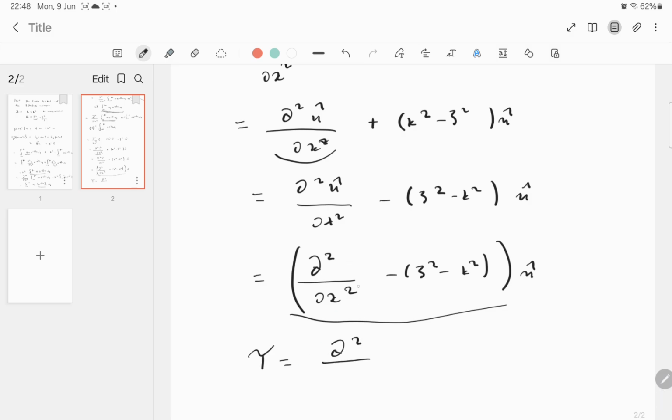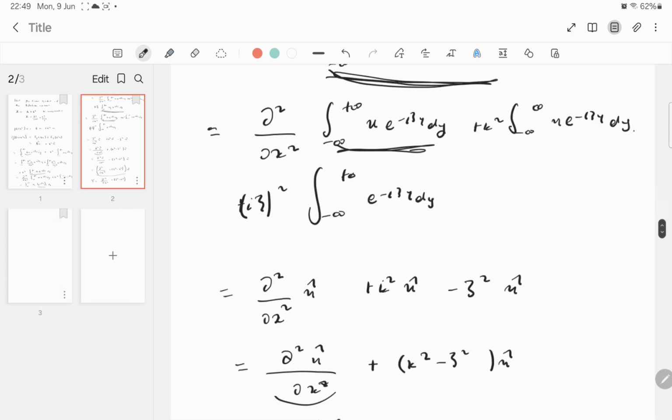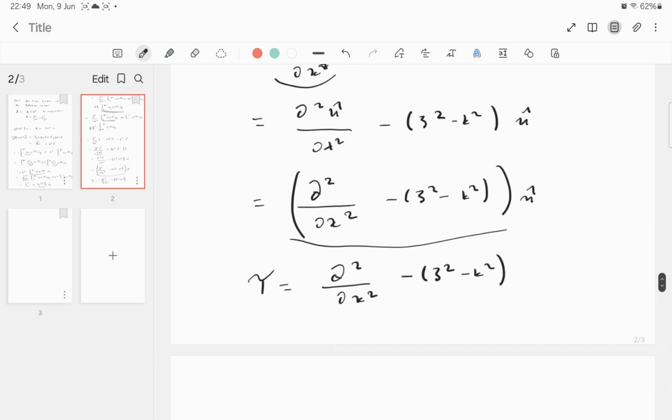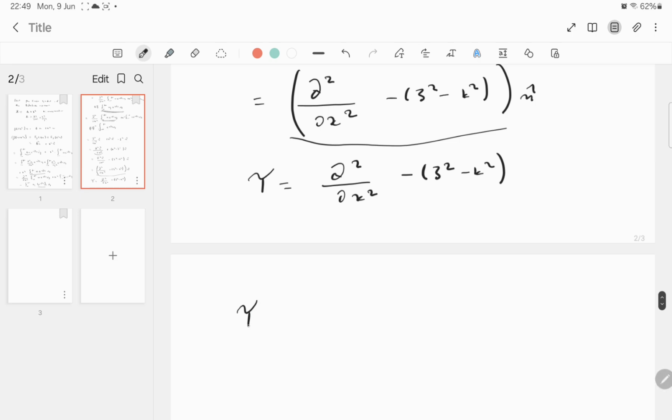So my symbol, let's call it T, is the second partial derivative with respect to x, minus xi squared minus k squared, acting on the function u hat, which is the Fourier transform of u, the partial Fourier transform in the y direction. So that's T depending on xi and k. That's my operator.